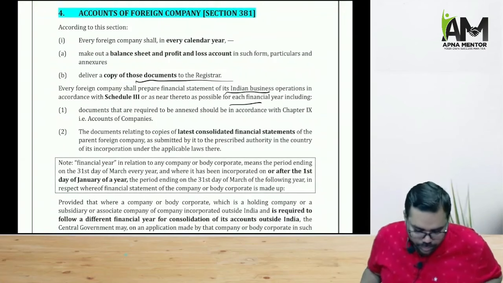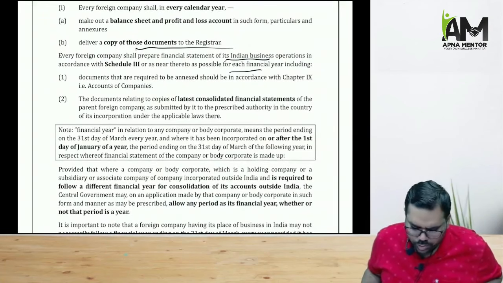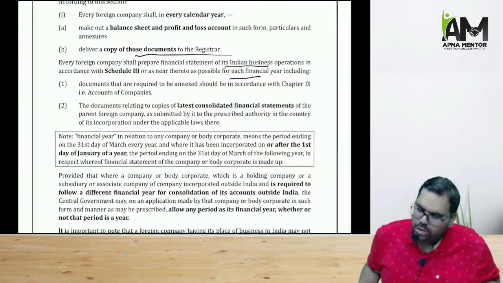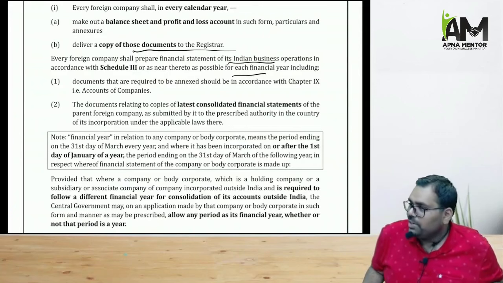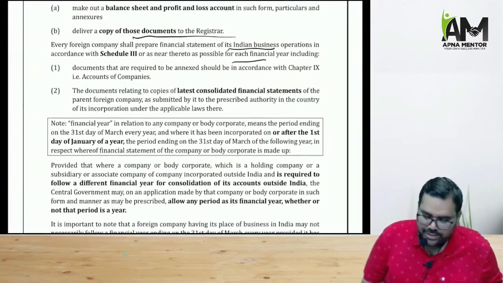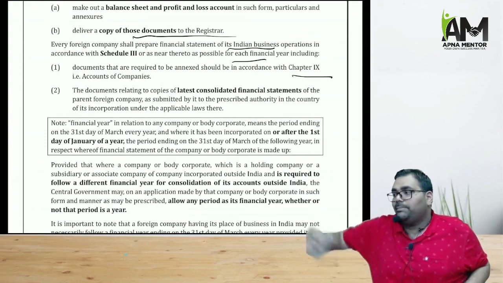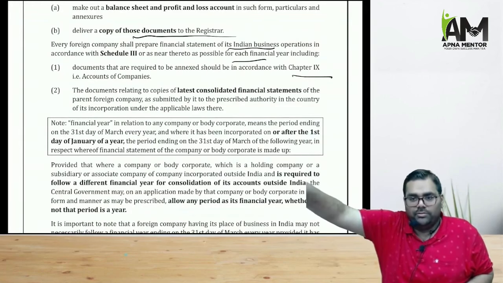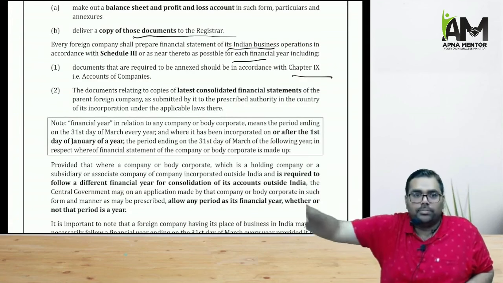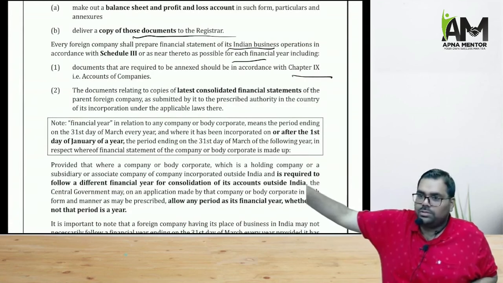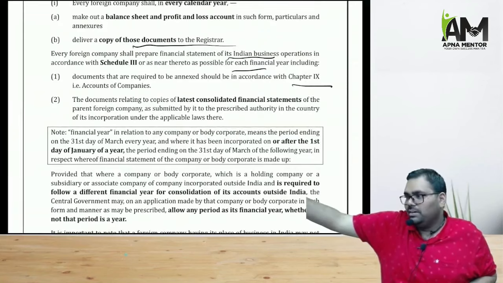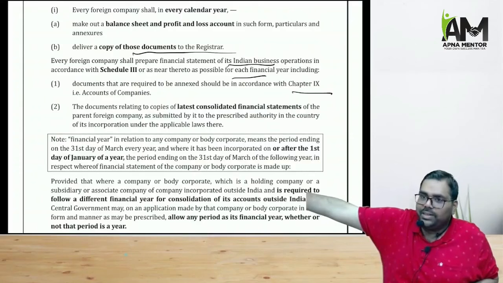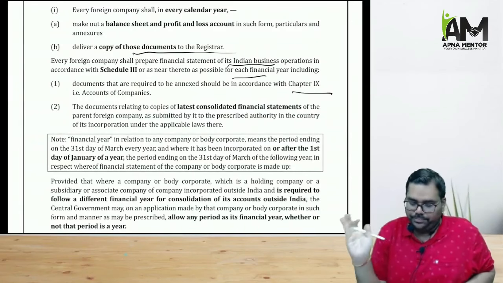Then what are they saying? Oh, you have to maintain accounts. No, how to maintain accounts? You do one thing. You give us all the documents that are required to be given in accordance with chapter 9, that is accounts of companies. Whatever requirements are there in chapter 9 regarding accounts of companies, follow those. Give us all the documents, meaning balance sheet, P&L, cash flow statement, everything. Follow the requirements given in chapter number 9.